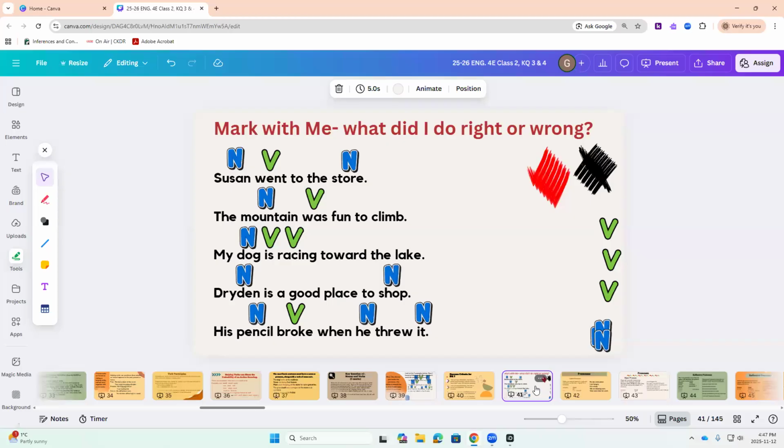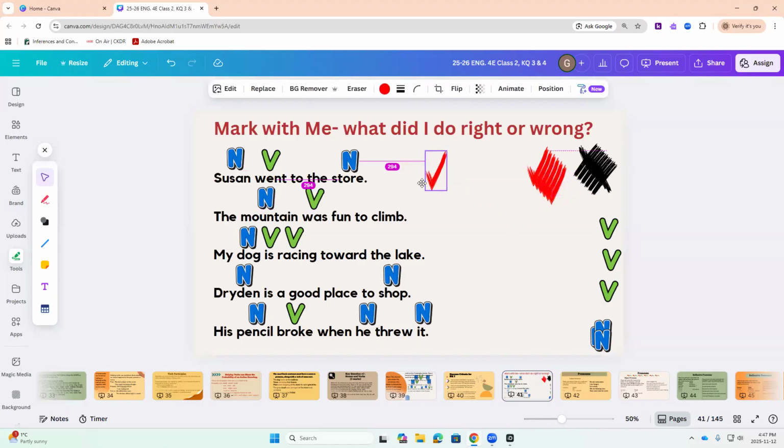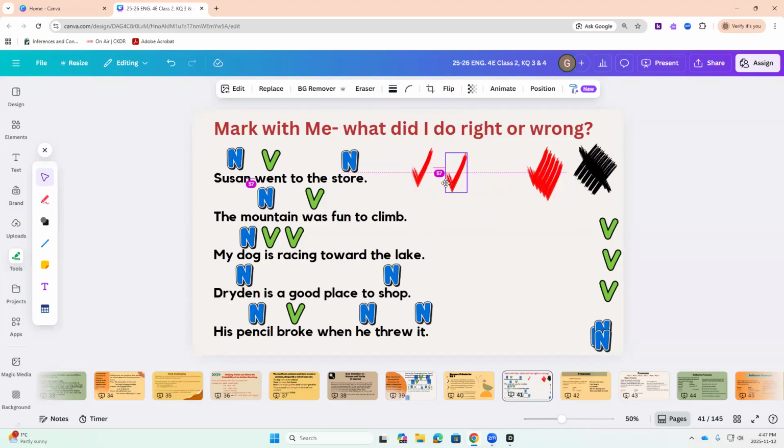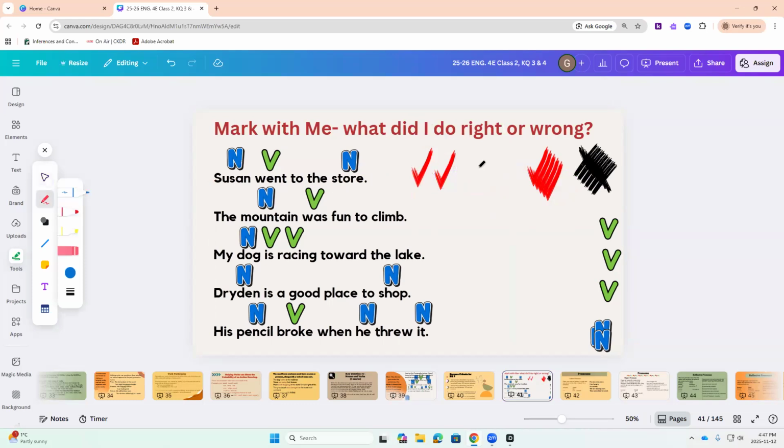All right? So quickly, you're going to mark with me and tell me, did I do it right or wrong, and how many marks would I get? Susan went to the store. Well, Susan and store are correct. So those are my nouns. All my nouns are good. And went is also good. Okay. So that would be 1 mark for that sentence.